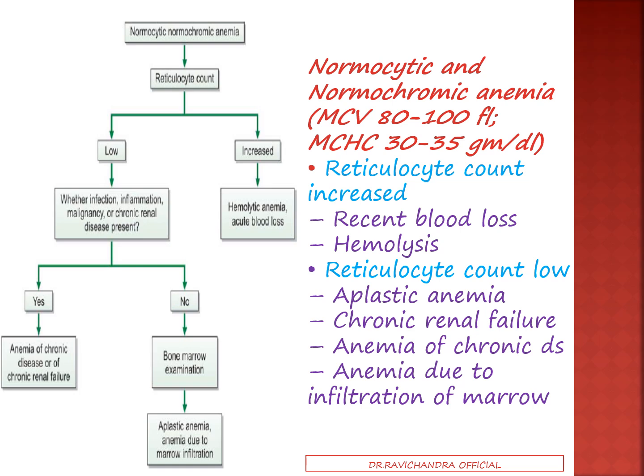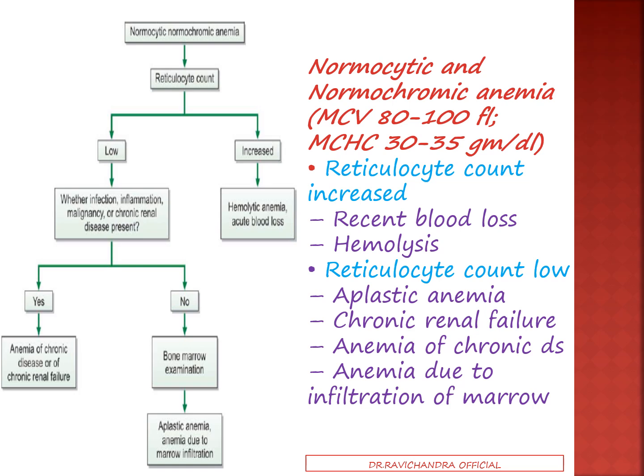For a case of normocytic normochromic anemia, first you have to advise a reticulocyte count. If the reticulocyte count is increased, it is mostly because of hemolytic anemias and acute blood loss. And if it is lower than the normal reticulocyte count, infection, inflammation, malignancy, or chronic renal disease can be suspected. To confirm it, whether it is yes or no, you have to do bone marrow examination.